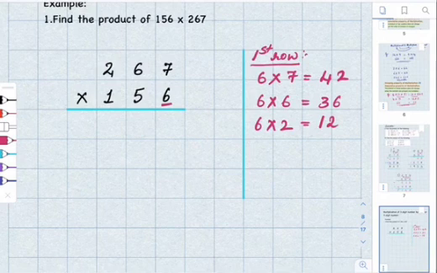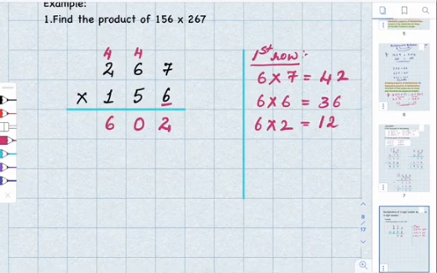6 into 7 is 42. We'll write 2 here. 4 gets carried. 6 6s are 36. 36 plus 4 is 40. 4 gets carried. 0 comes down. 6 2s are 12 plus 4 is 16. This is for the first row.